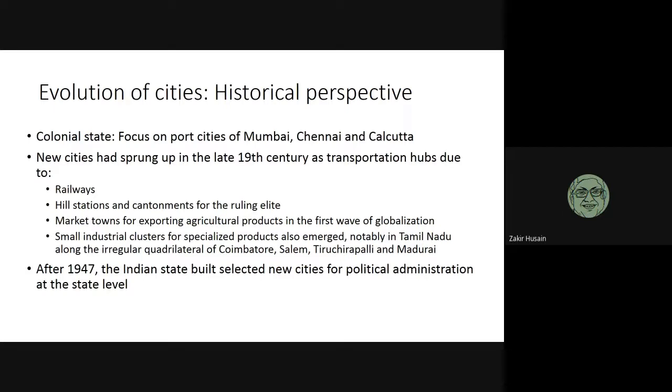So first you had the port cities, then you had railways, hill stations, market towns, industrial clusters, and then after '47 you had political cities. Cities were developed so that you could introduce more effective governance.